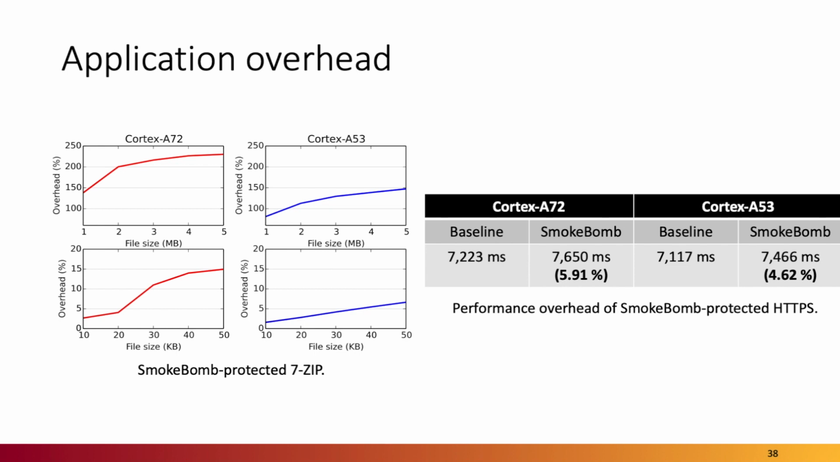Also, we applied SmokeBomb to an HTTPS protocol implementation. Then we compared average execution times required to download 500 web pages between the normal HTTPS protocol and the SmokeBomb protected one across 5,000 experiments. The right table shows the SmokeBomb protected HTTPS protocol has very low performance overhead.